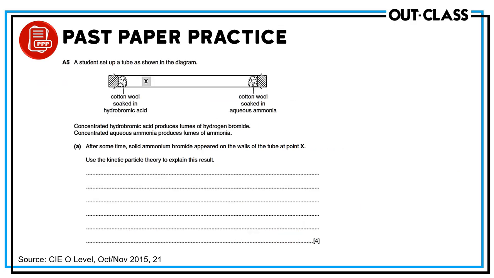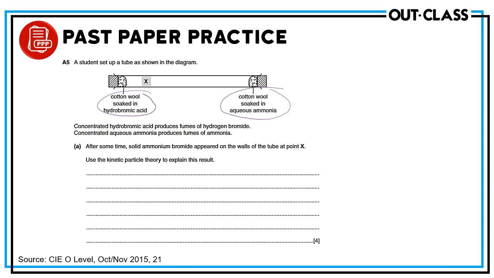Another question related to diffusion. Students set up a tube as shown in the diagram. At one end of the tube, we have a cotton wool soaked in hydrobromic acid, a liquid, remember. And this is soaked in aqueous ammonia, another liquid. Concentrated hydrobromic acid produces fumes of hydrogen bromide, and aqueous ammonia produces fumes of ammonia. So both produce their vapors or fumes. After some time, solid ammonium bromide appeared on the walls of the tube at point X. Use the kinetic particle theory to explain this result, what is formed at X and why it is formed.